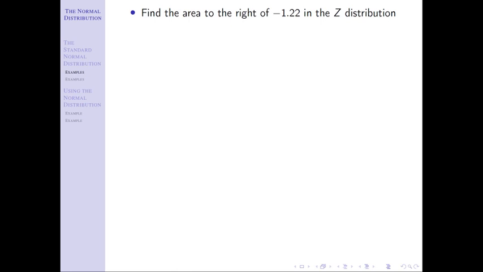And we know that the z distribution is specifically the standard normal. It's a normal distribution, mean of 0, standard deviation of 1. Normal distributions are subsets of continuous distributions. So I'm being asked to write a probability statement, and I'm going to write this as the probability that z is greater than negative 1.22. I did greater because that's to the right.